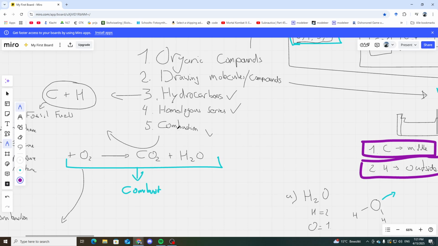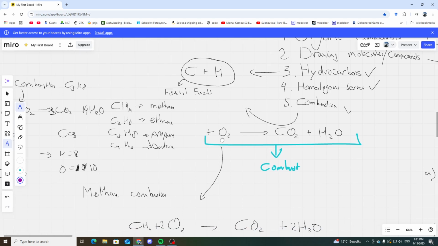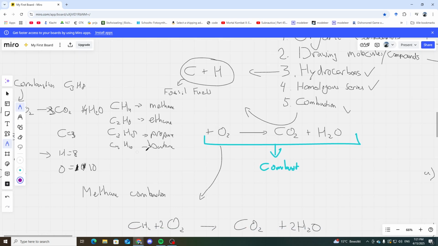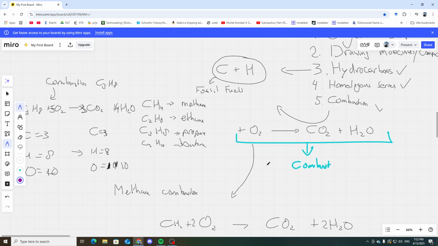Yeah? Then our last part here, combustion, is simply this. Adding oxygen to one of our hydrocarbons and it being turned into CO2 and H2O. Okay? That is what combustion means. Adding oxygen being turned into. Yeah? This section right here is combustion.